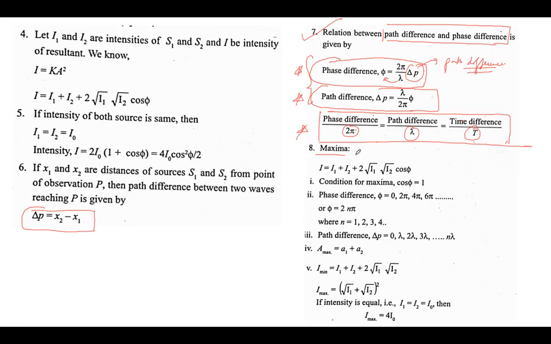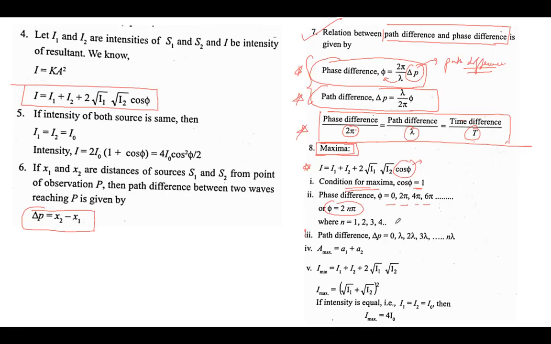नाउ मैक्सिमा. अगर हम लोग को ये देखना है कि किसी पॉइंट पे मैक्सिमम इंटेंसिटी हो, तो रिजल्टेंट इंटेंसिटी किसी भी पॉइंट पे I इज इक्वल टू I1 प्लस I2 प्लस 2 रूट अंडर I1 I2 cos phi. अब यहाँ पे मैक्सिमम वैल्यू कब होगा? जब cos phi का वैल्यू 1 होगा. कंडीशन फॉर मैक्सिमा cos phi इज इक्वल टू 1. वो कब होगा? phi 0 पे, 2 पाई पे, 4 पाई, 6 पाई एंड सो ऑन. तो phi इज इक्वल टू 2n पाई पे मैक्सिमा एग्जिस्ट करेगा.